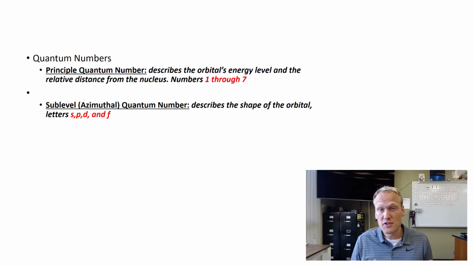Within those energy levels, those principal energy levels, we have sublevels. There are 4 sublevels, and they are S, P, D, and F. So if you wanted to tell the energy level and sublevel of any electron, you could say this is in 1s, energy level 1, sublevel S. Or you could say this is in 3D, energy level 3 and sublevel D.